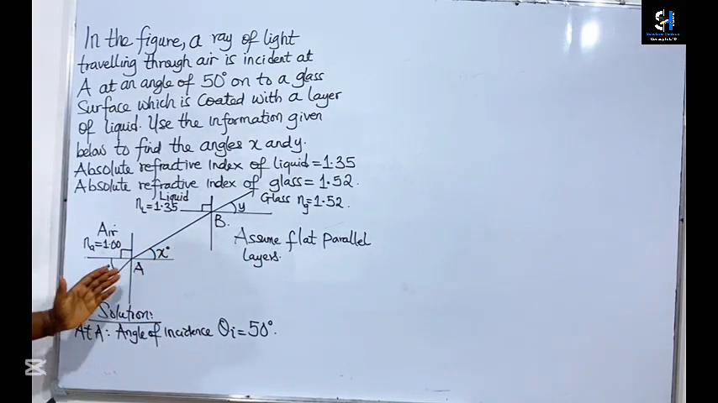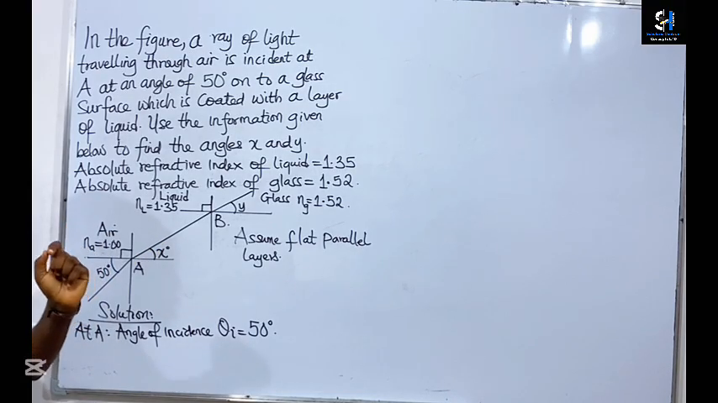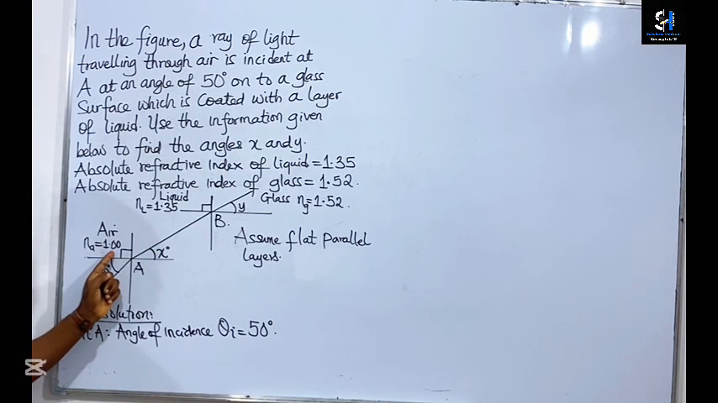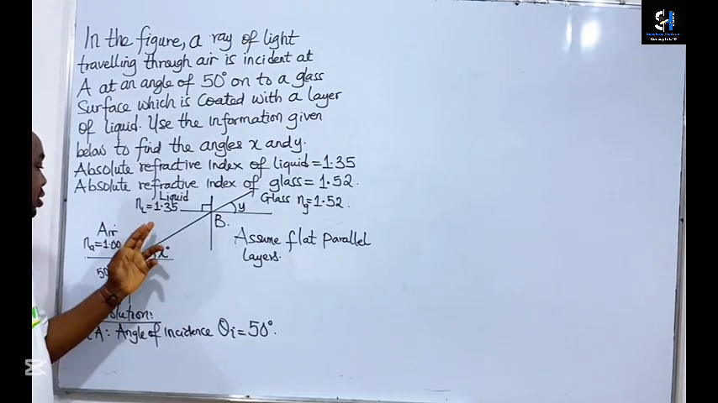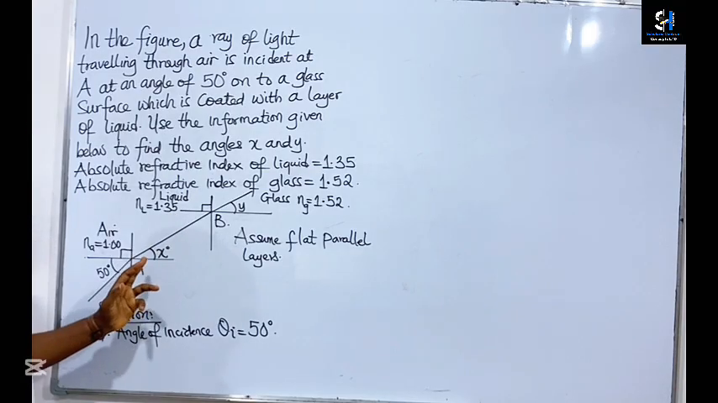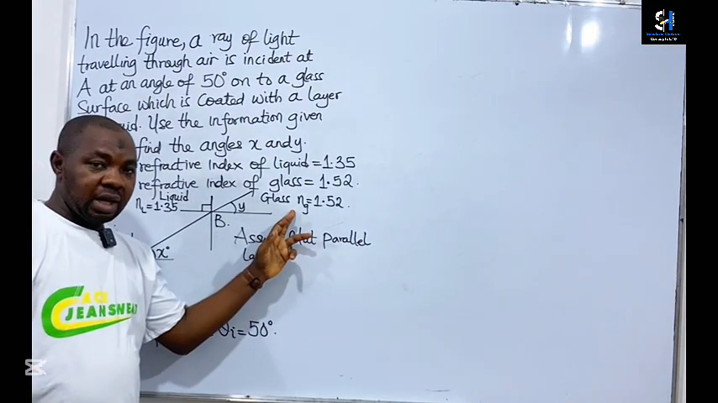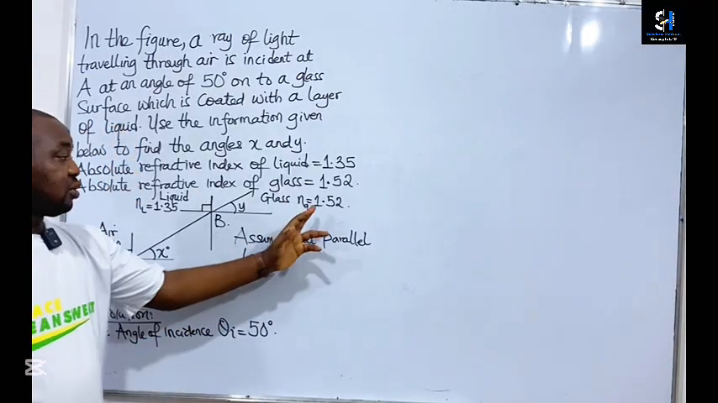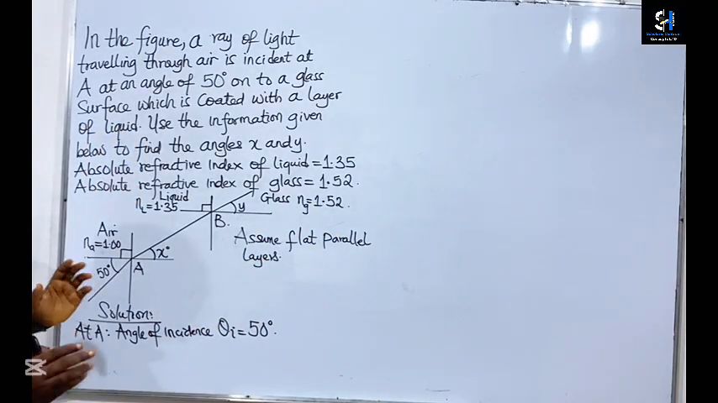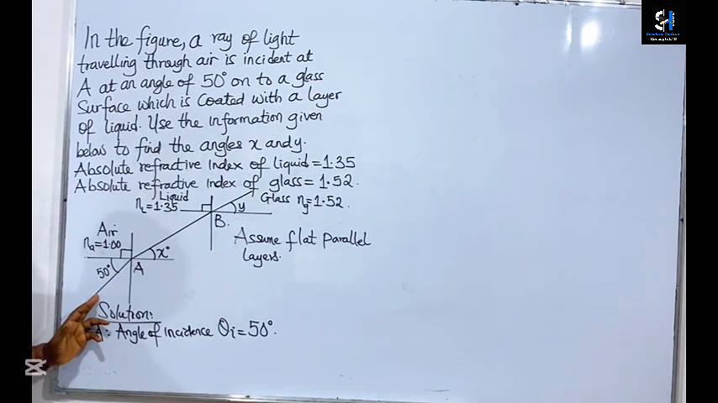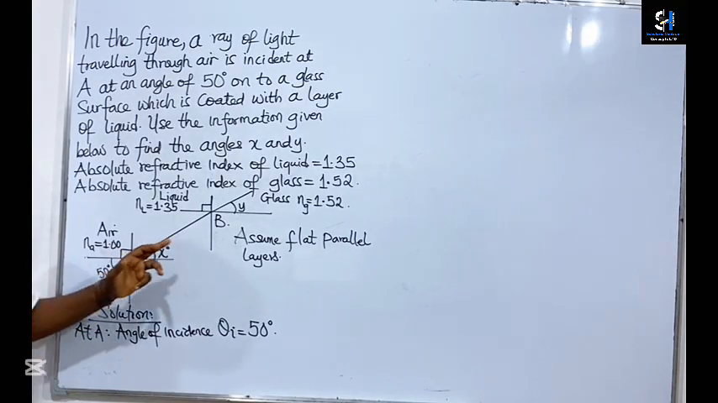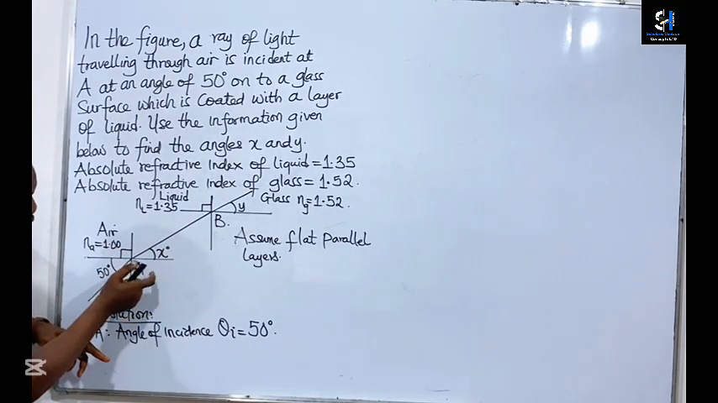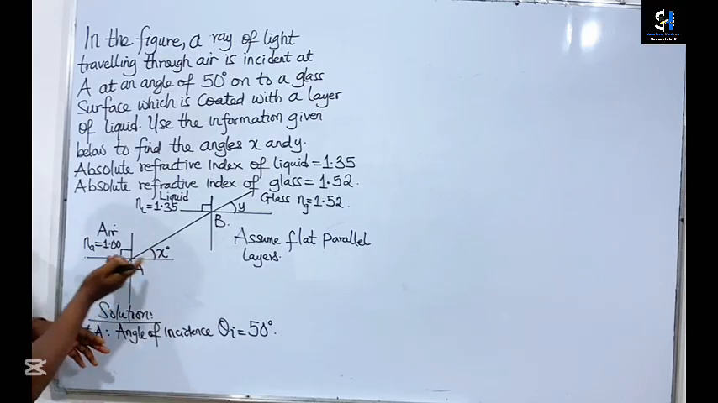Now we can see what happened here. The light passes from air into liquid. The refractive index of air is 1.0. Light passes from air into liquid having a refractive index of 1.35, then from liquid it passes into glass of refractive index 1.52. When the light passes from air into liquid, the refracted ray makes an angle x with the boundary, or the interface.